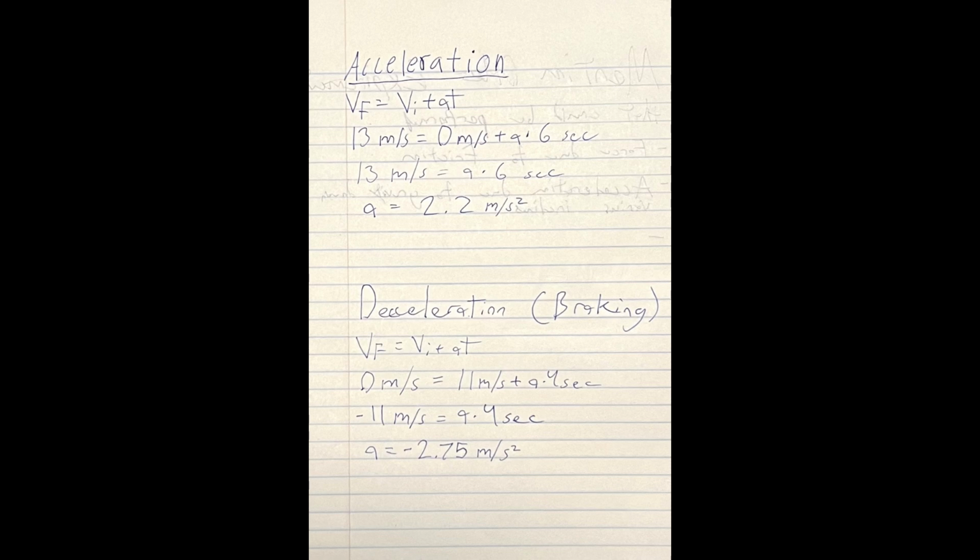We can do the same calculation to find the deceleration here as we did for the acceleration, using the same equation, v final equals v initial plus at. Our v final being 0 meters per second, our v initial being 11 meters per second, our acceleration, which is what we're finding, and then our time, which we knew was 4 seconds from getting the speedometer from 11 to 0. We subtract 11 from both sides and then divide by 4 seconds, and that gives us about negative 2.75 meters per second squared for the acceleration.